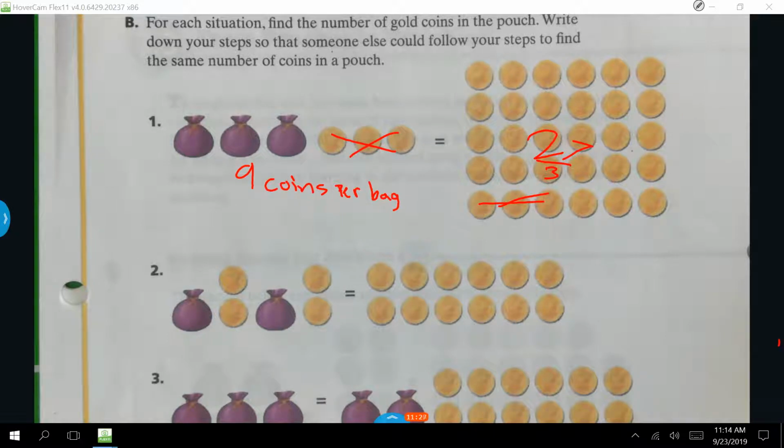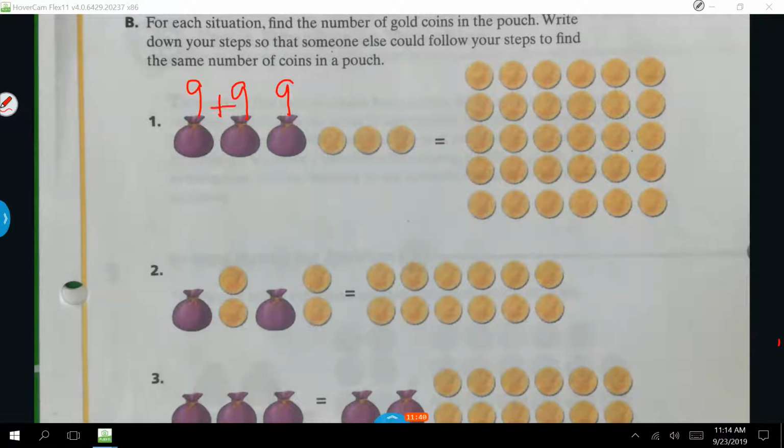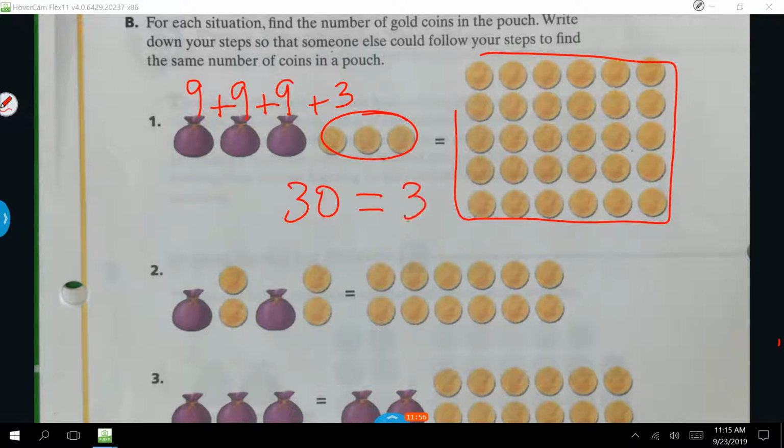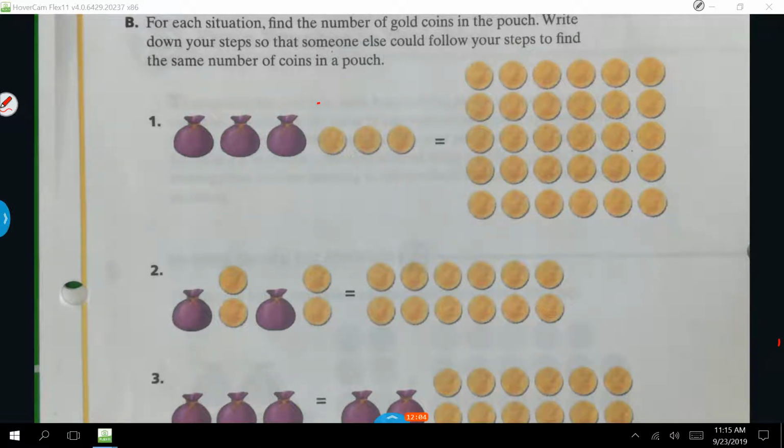Is that what everyone else got? Do you think this is correct? Yes. Let's check it. You have to go back to the original picture. So they're saying 9 here, 9 here, 9 here. So 9 plus 9 plus 9 plus these 3. What does this equal? 27 plus 3 is 30. Equals, how many is over here? 30. Does 30 equal 30? Yes, so this is correct. That's how you check. You go back to the original.